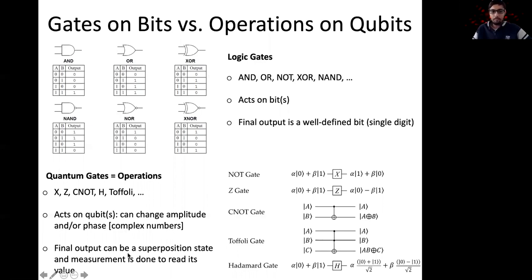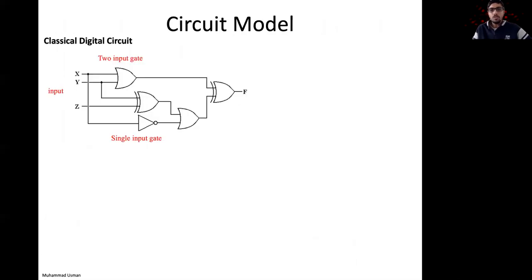And quantum gates can change not only the amplitude, but also the phase, because as I said, these alpha and beta could be complex numbers. So they have a magnitude and a phase. So a quantum gate can act on a qubit, and it can either change the amplitude or it can change the phase of it. So we have to keep track of the amplitudes and phase when we process a quantum circuit. So that's how you make a classical circuit. You connect a bunch of gates, you have inputs here, those pass through a bunch of gates, and then finally you get the output F.